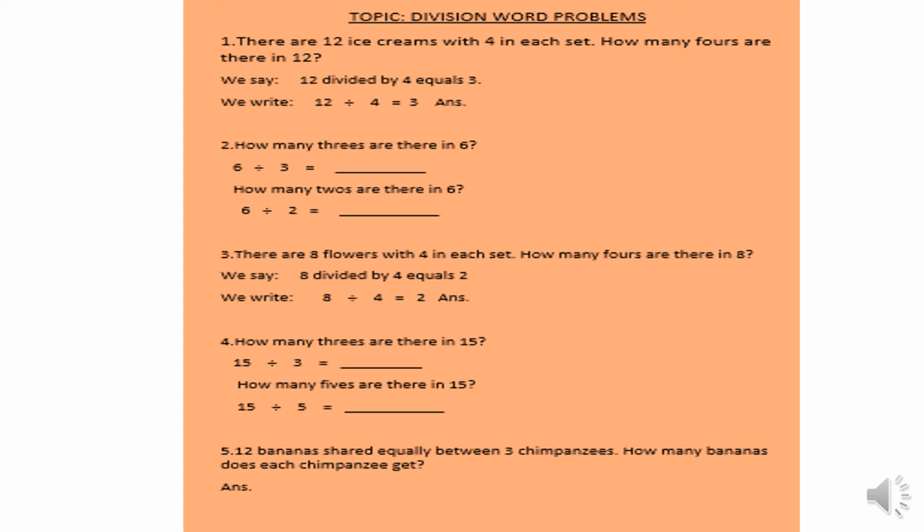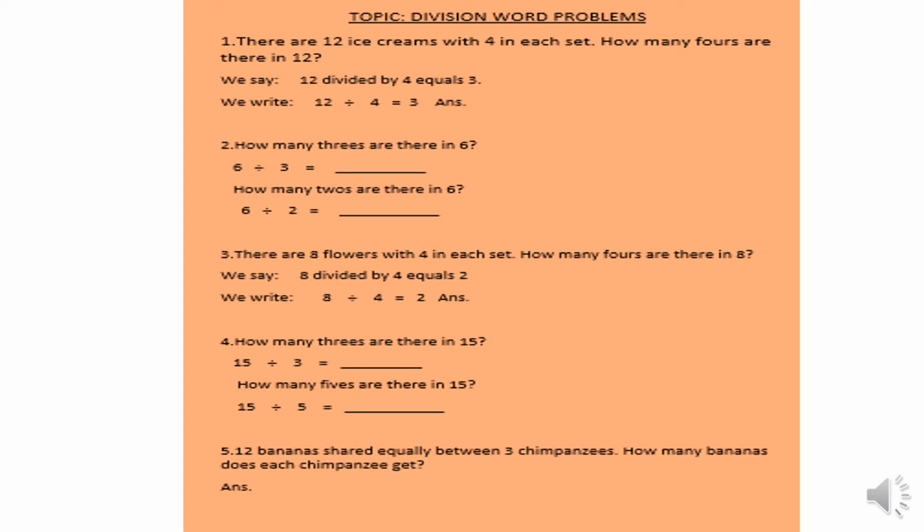We can say 12 divided by 4 equals 3 because you will say the table of 4. 4 ones are 4, 4 twos are 8 and 4 threes are 12. So 3 times 4 equals 12. So the answer is 3.